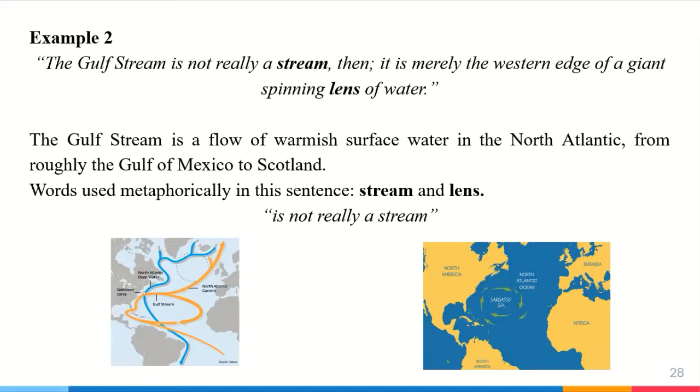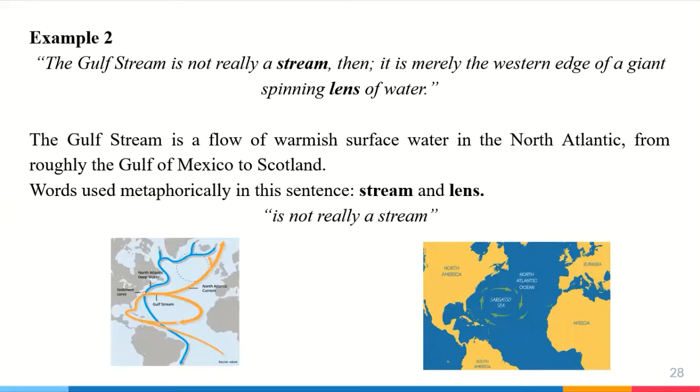Now, look at the first image. When something rotates, its center moves least, and there is a region some distance east of the Gulf Stream where the ocean more or less stands still. It is the Sargasso Sea, image 2. So the Gulf Stream is not really a stream. It is merely the western edge of a giant spinning lens of water, as you can see in the second image.